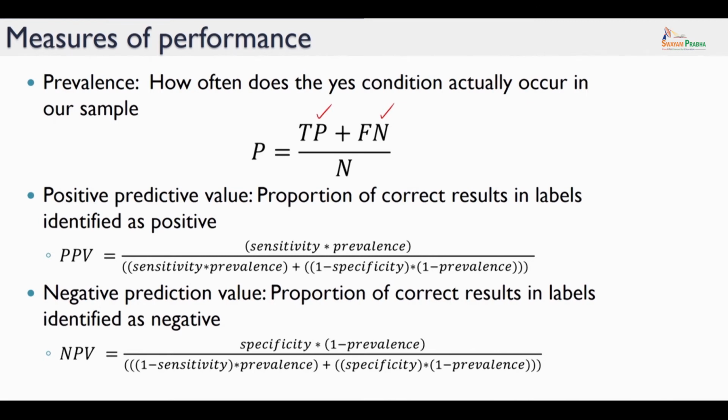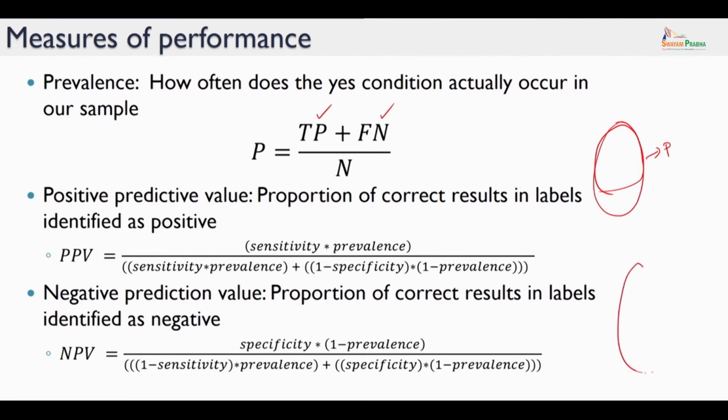Now, positive predictive value is the following: if the classifier identified several labels as positive, what proportion of these is actually a correct result? So, if all of these are identified as positive by the classifier, there is a proportion of this which is correct. The proportion of correct results in labels identified as positive is what is called positive predictive value.